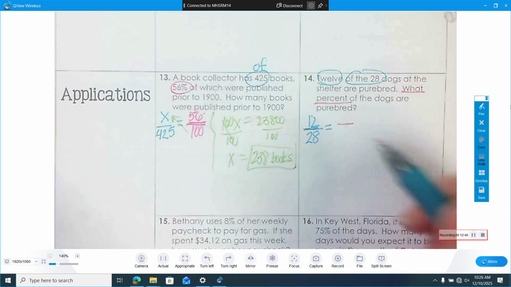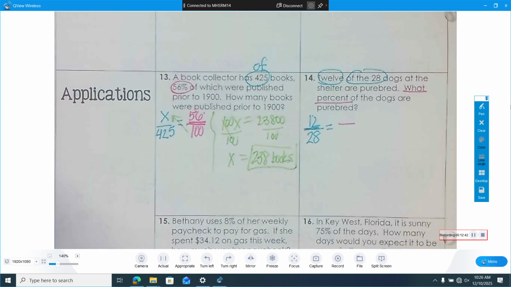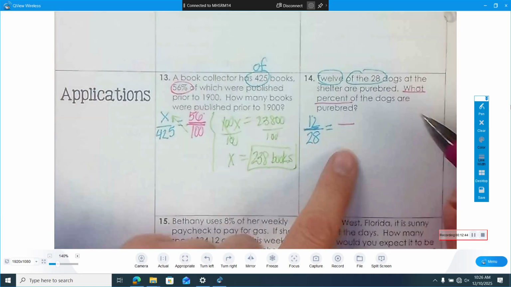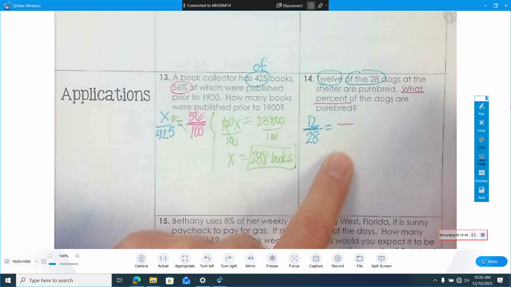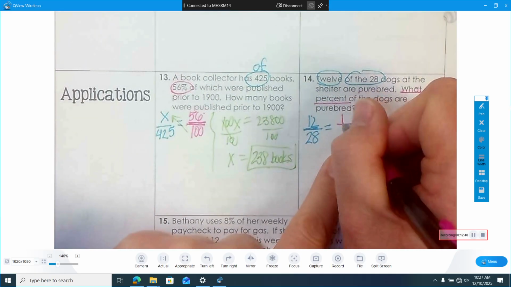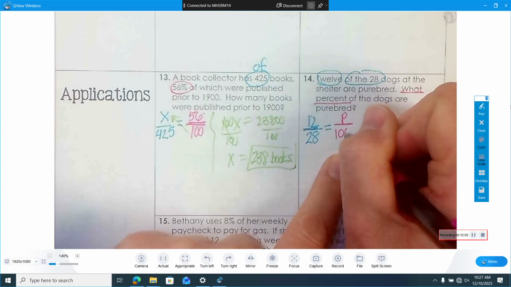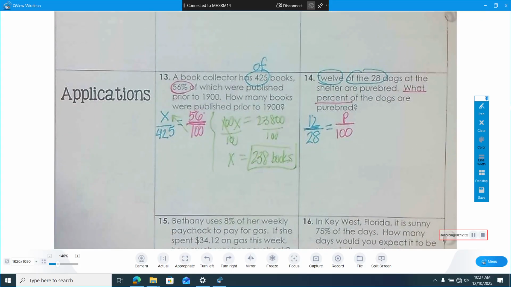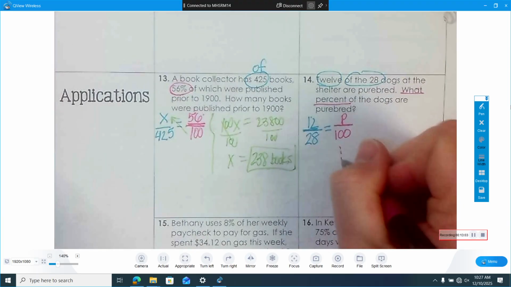That's how I like to think about it. 12 out of 28. And then what are we trying to figure out? The percent. So that's the top number out of 100. All right. Do I need to cross multiply that, or can you do it? You can do it, right? The setup is the important part? Okay. So you could finish that up.